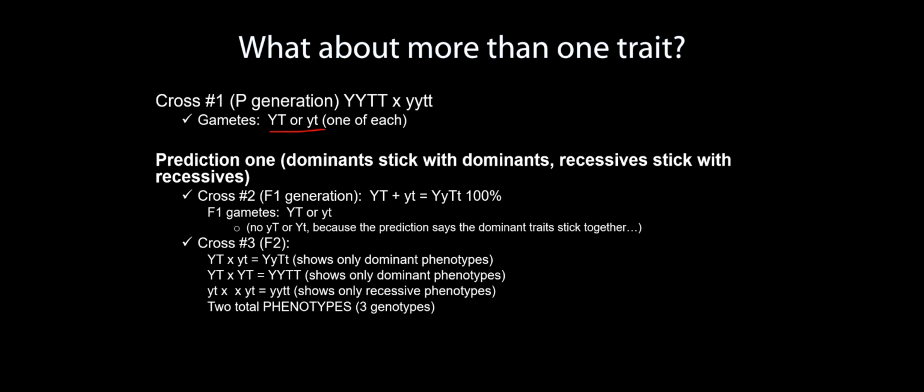So when you cross these two, YT crossed with little yt, you're going to get capital Y lowercase y, capital T lowercase t. So there's your F1, 100% yellow tall. Now we're going to cross the F1 to itself. And so here's Mendel's question.